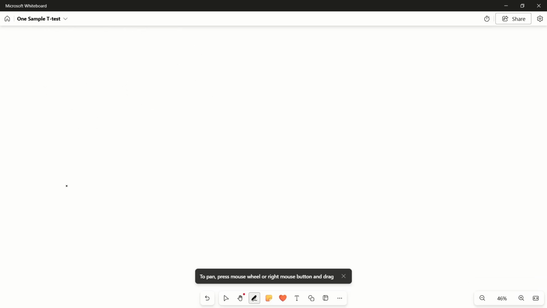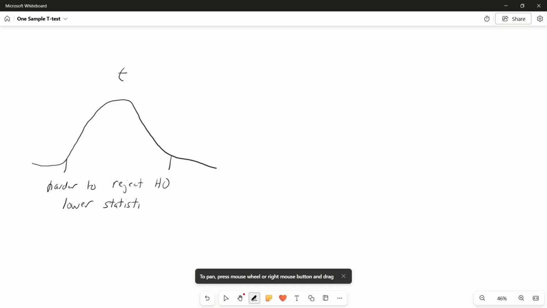So let's look at what t looks like. t has thicker tails and a flatter middle. You see there's thickness in the tails here, which makes it harder to reject the null hypothesis because the tails are bigger. In other words, in saying harder to reject the null hypothesis, we say it has lower statistical power compared to, say, the one sample z-test.